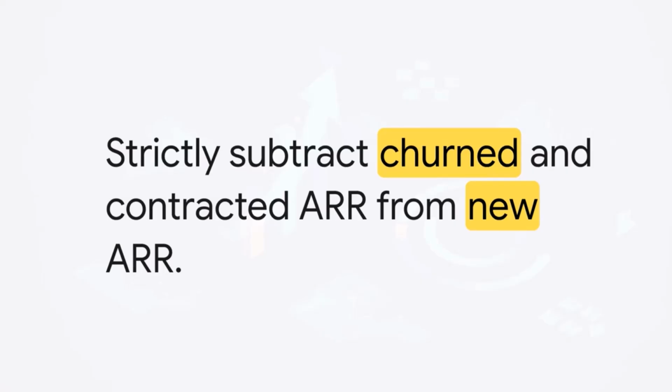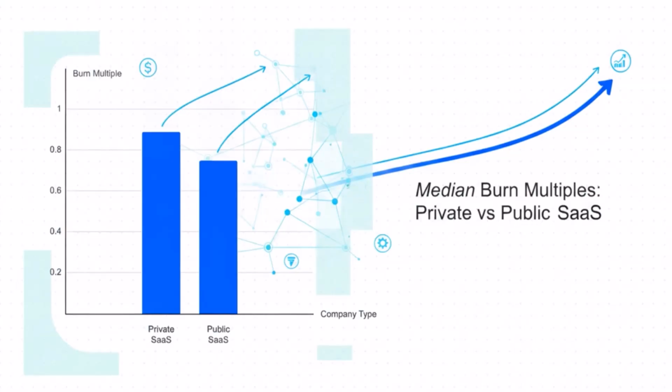Now, what's really interesting is when we apply this metric to broader industry standards, a pattern emerges. Data drawn from real-world B2B SaaS financials shows that private startups actually convert burn into ARR slightly more efficiently than public companies at the median, posting a 0.89x multiple compared to the public median of 0.75x. But those medians actually hide two very different worlds in the data.